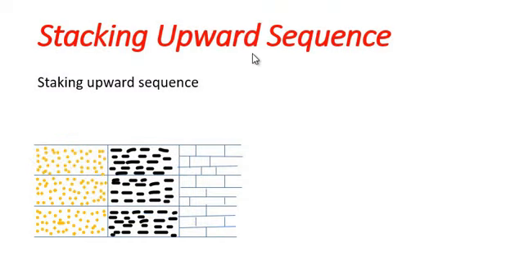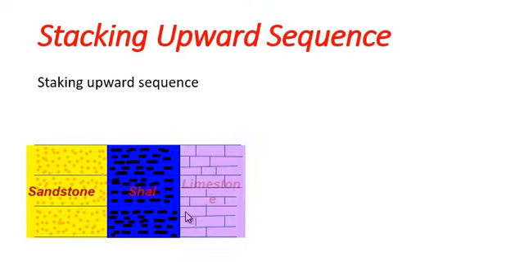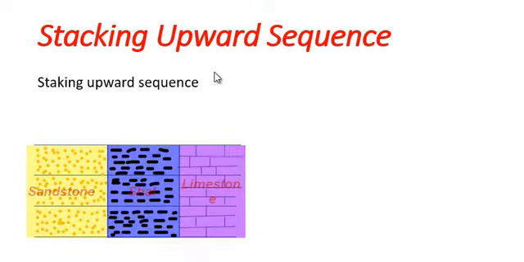Stacking upward sequence is a type of sequence in which same grain size rock overlies same grain size rock. It is clear from this diagram. In this case, sandstone overlies sandstone, sandstone, shale, shale, and limestone, limestone, and so on.